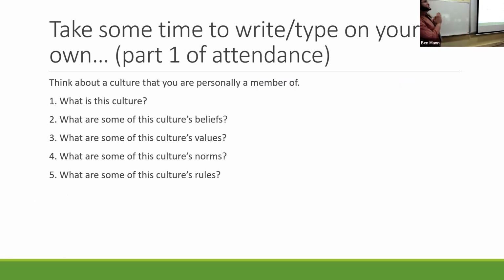So what I'd like you to do as your first part of attendance today is to think about a culture that you are personally a member of, based on the definition that we've been talking about and some of the ways that we've been talking about. So think about a culture that you are a part of. What is this culture? And what are some of the beliefs, values, norms, and rules that are present in this culture as well. So take some time to think about this and start to develop your response to this part of the question.